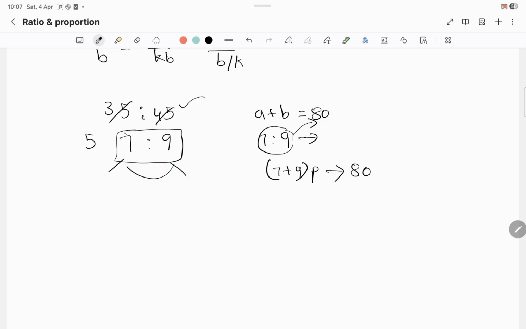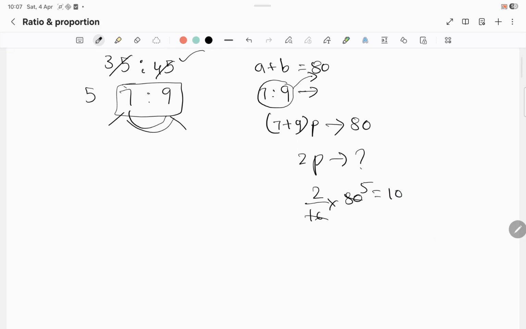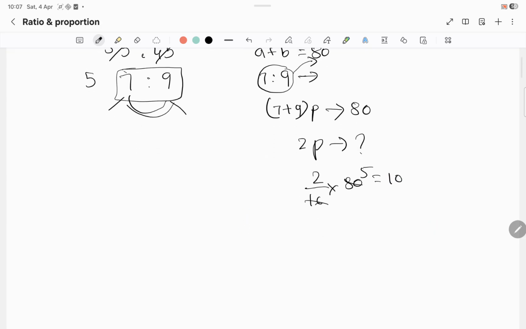Suppose they ask the difference. Here the difference of the parts is 9 minus 7, 2 parts. 2 parts is how much? 9 plus 7, 16 parts, 80. 2 parts will be how much? For 16 parts it is 80, for 2 parts it will be less. Less by more, into the right hand side. 16 ones, 16 fives, 2 fives, 10.